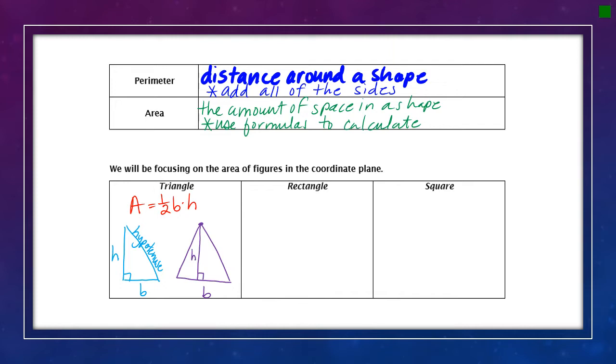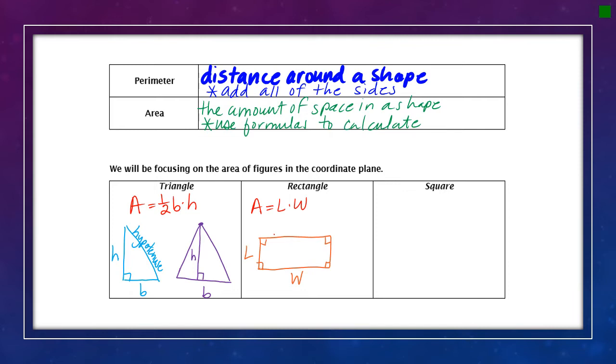For a rectangle, the formula is length times width. And if we draw a picture of a rectangle down here, remember that it has two sets of sides that are congruent and opposite from each other. So you can use one of each as your length and your width.